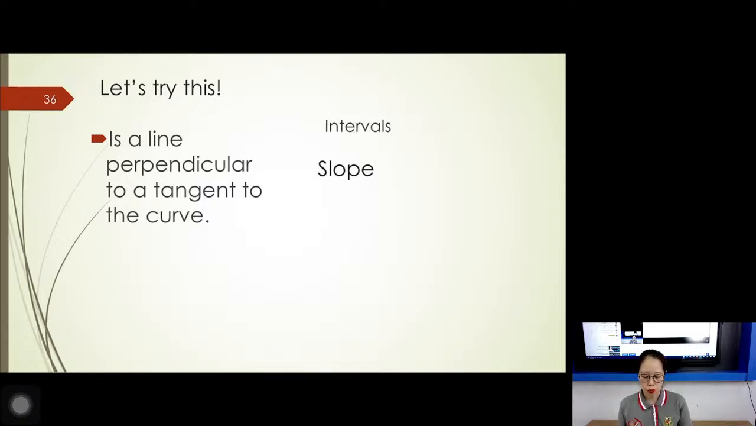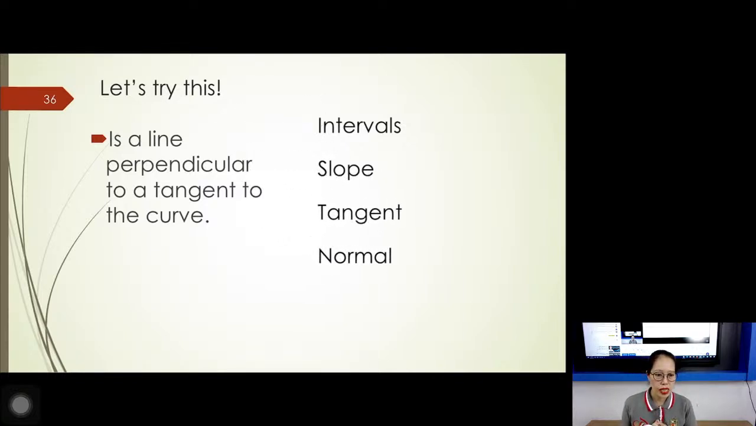Is it slope? Is it intervals, tangent, or normal? So what do you think? Is it a line perpendicular to a tangent to the curve? Yes? Okay, so you have here your choices. This is our third vocabulary. So it's again a line, perpendicular this time. It is perpendicular to a tangent to the curve.